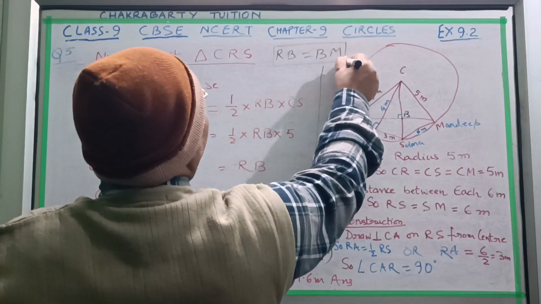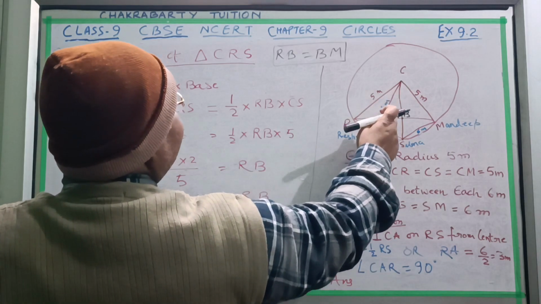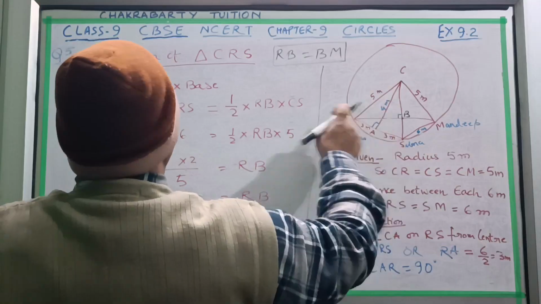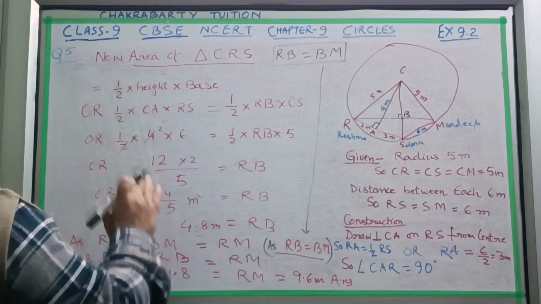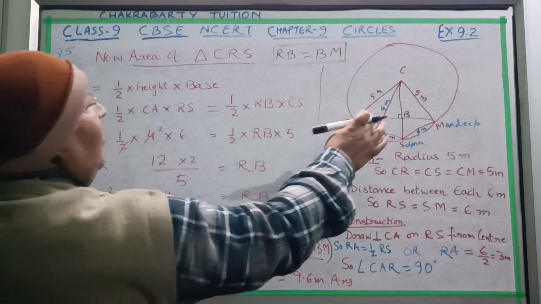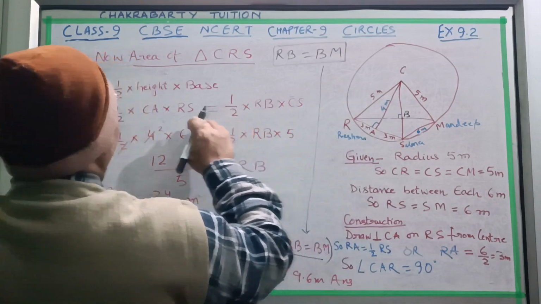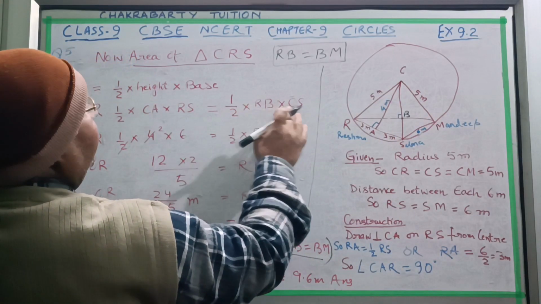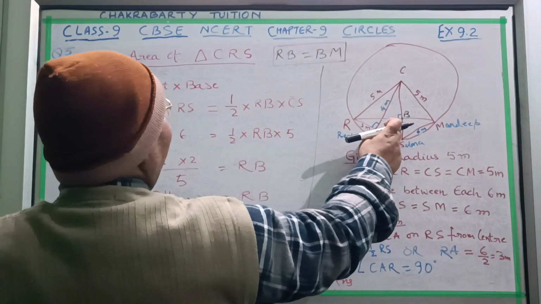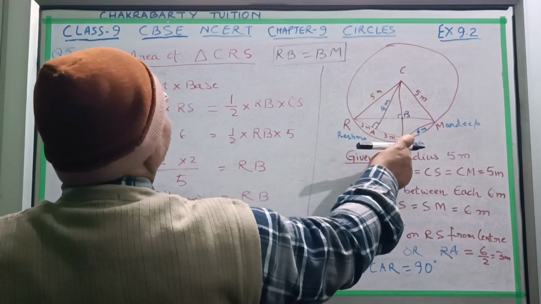Now we will try to find out the area of this triangle CRS, this whole triangle. The formula for the area of a triangle is half into height into base. So for triangle CRS, if we take RB as the height, our formula will be half times RB as height and CS as our base.